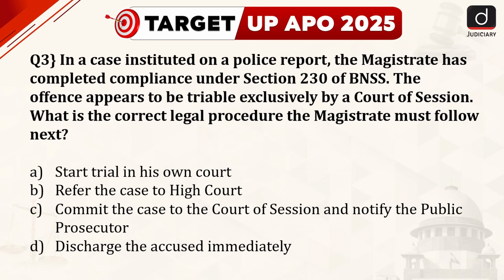Question number 3. In a case instituted on a police report, the magistrate has completed compliance under Section 230 of the BNSS. The offence appears to be triable exclusively by a Court of Session. What is the correct legal procedure the magistrate must follow next? Option A, start trial in his own court. Option B, refer the case to High Court. Option C, commit the case to the Court of Session and notify the public prosecutor. And option D, discharge the accused immediately. The correct answer is option C.